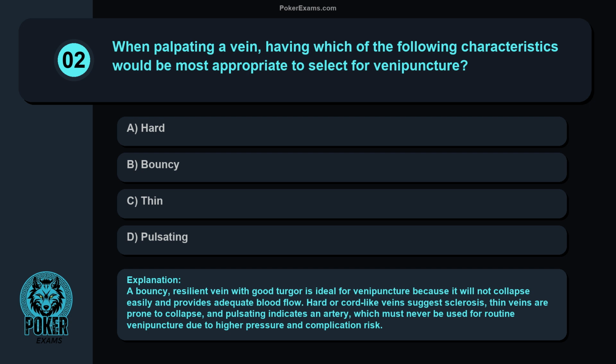A bouncy, resilient vein with good turgor is ideal for venipuncture because it will not collapse easily and provides adequate blood flow. Hard or cord-like veins suggest sclerosis, thin veins are prone to collapse, and pulsating indicates an artery, which must never be used for routine venipuncture due to higher pressure and complication risk.